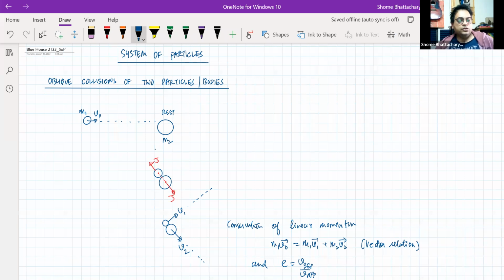So now how we do the momentum conservation, I mean, how we express the components, can vary a bit from question to question, depending on what kind of information is given. So let's understand this with some examples.